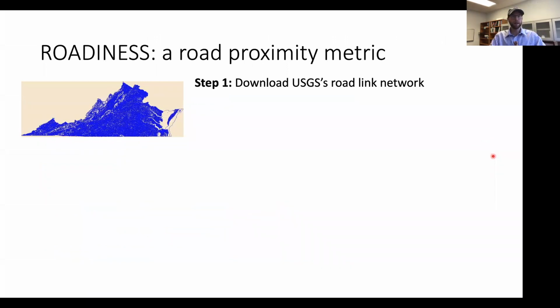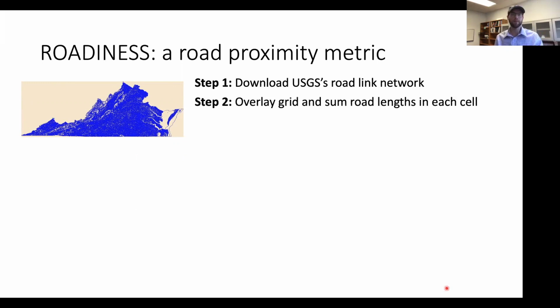And so that's where we've defined our metric called roadiness. Roadiness is a measure of road proximity, and it all starts with the USGS's road link network. This is what the road network in Virginia looks like. You can see there are many, many links, and it's at a fine spatial resolution. On top of that network, which we have not just for Virginia but for every state in the United States, we overlay a fine grid. We use 4 kilometers and sum the road lengths in each grid cell.